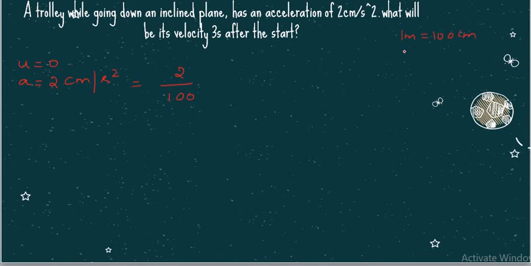If they are given in terms of centimeter and I want to find in terms of meter, I need to write 1 centimeter as 1 by 100 meters. So in the same way, I have taken here 2 by 100 meter per second square, that is 0.02 meter per second square.